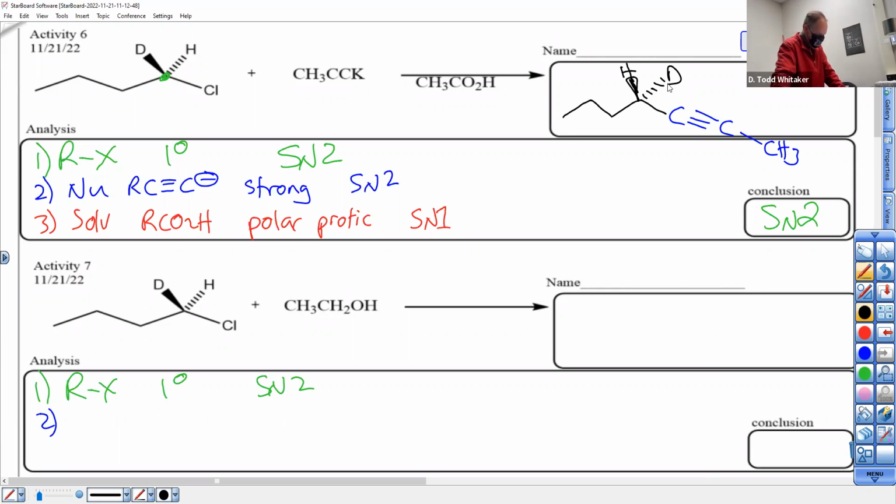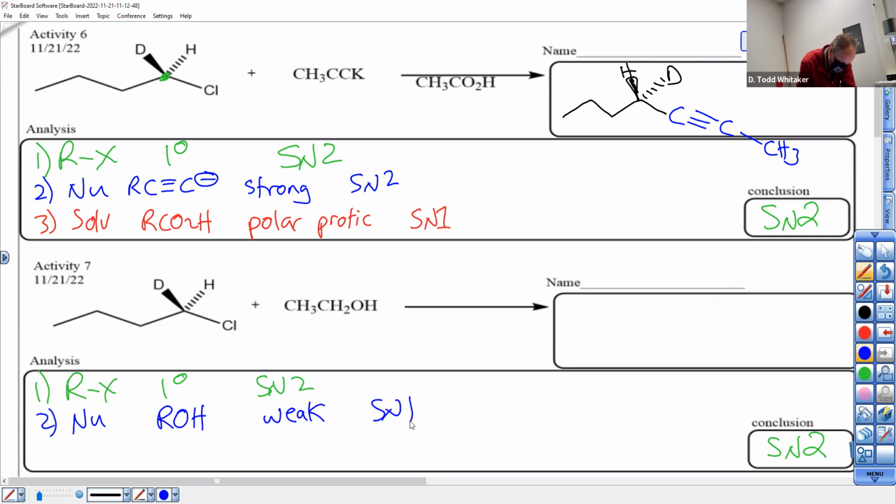This next one, I'm really trying to force you to conclude SN1. If you're concluding SN1, you're in trouble. Primary carbon can't do SN1. So I even filled in my conclusion box before. Not solvent. Nucleophiles next, right? Nu. ROH. Weak.